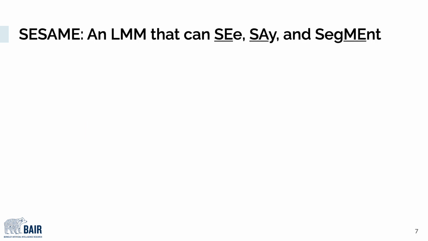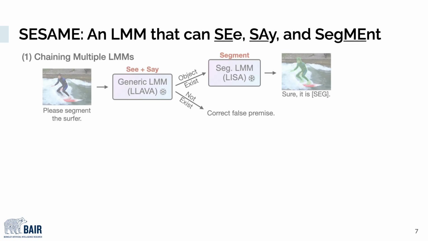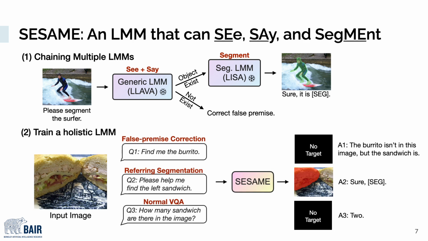In terms of solution, we start with a naive one by training multiple off-the-shelf LMMs. A general LLaVA model for See and Say, coupled with a segmentation specialized model like LISA for the actual segmentation task if the object exists. After that, we train a comprehensive LMM called SESAME that can handle all these aspects. Initialized with LLaVA weights, the model is fine-tuned with our FPRevCoco data alongside traditional reference segmentation and VQA datasets.